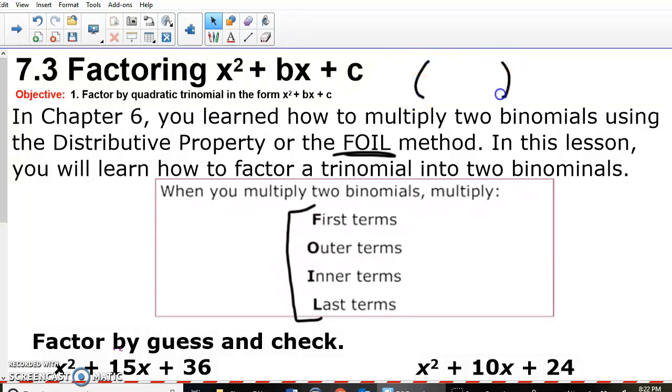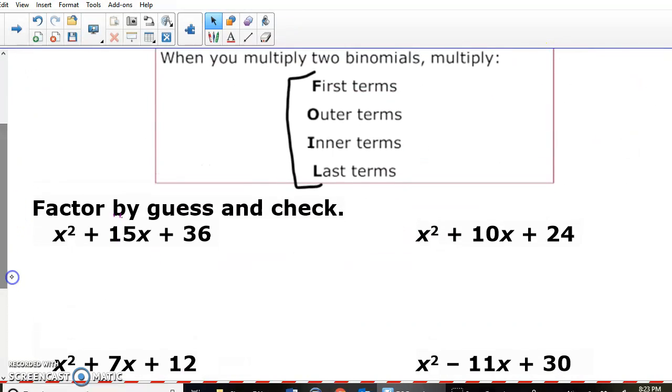Remember FOIL, we would start with maybe something like this, and we would do our first, outside, inside, last, multiplying our different terms. And then we'd end up with something like this. So today we're going to be going backwards from that. We're going to start with something that looks like this, and we're going to end with something that looks like this. Okay, so down here we are going to start by making our two binomials.